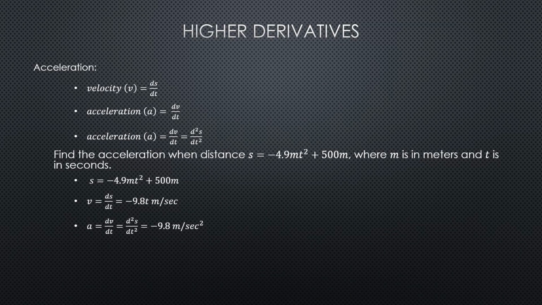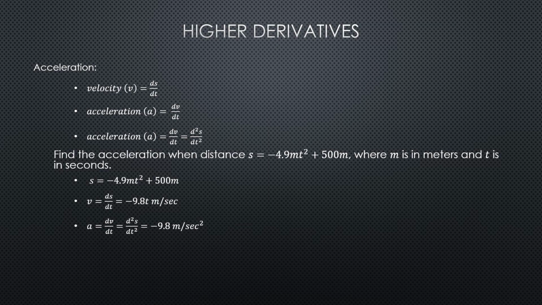So here's that applied. If we've got s equal to negative 4.9 meters times t to the second power plus 500 meters, we can simply take the derivative of s, and we find that v, the velocity, is equal to negative 9.8t meters per second. And you can see the unit there, because it's ds dt, s is in meters and dt is in seconds.